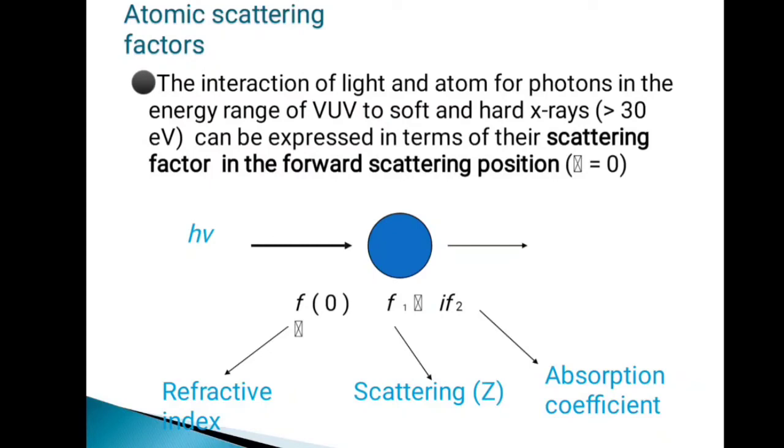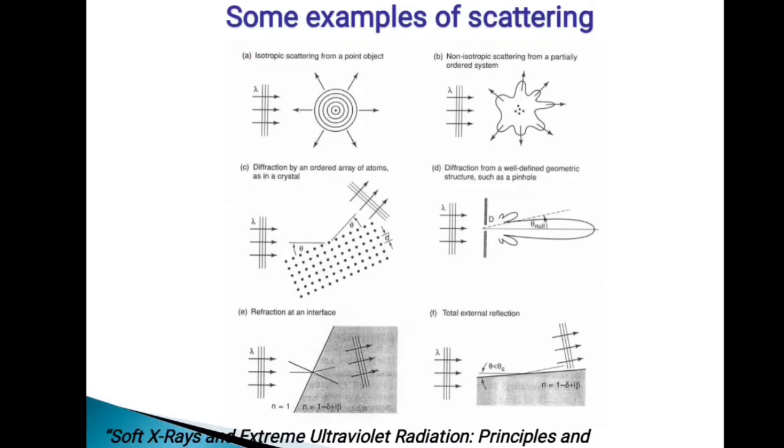The interaction of light and atoms, of photons in the energy range of ultraviolet to soft and hard X-rays, greater than 30 electron volts, can be expressed in terms of scattering factors in the forward scattering position. This is how the refractive index and the scattering and absorption coefficients arise. There are some types of scattering.